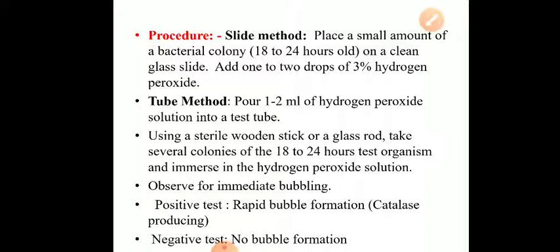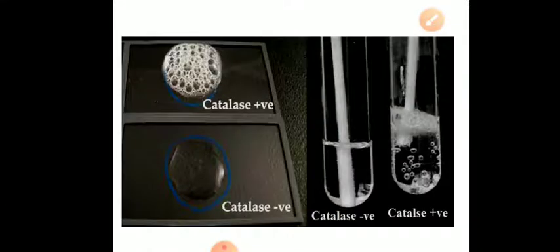If there is no effervescence, no rapid evolution of gas bubbles, the organism is catalase negative; it does not produce the catalase enzyme. In the tube method, which we generally follow, we take 2 to 3 ml of 3% H2O2 in a test tube, and take a small amount of culture on the loop. Care should be taken that the loop should not be made of iron. Or we can take a small amount of culture on a glass rod and immerse the loop or glass rod with culture inside the H2O2 in the test tube, and observe for immediate bubbling, immediate effervescence. If there is rapid bubble formation, the organism is catalase producing. If there is no bubble formation, no evolution of gas, the organism is catalase negative.